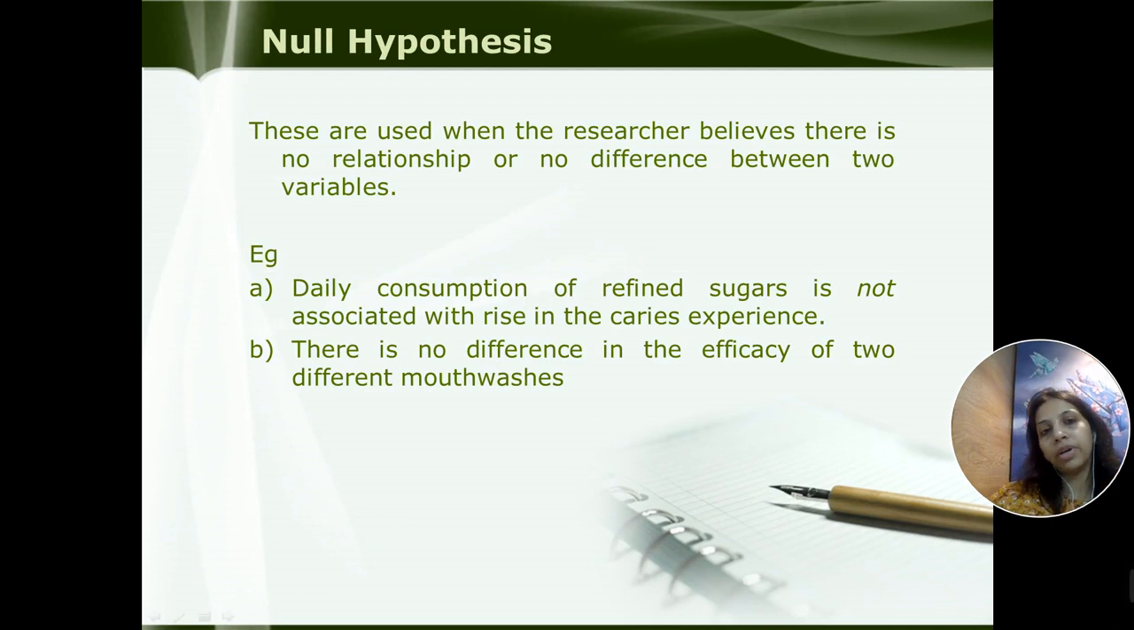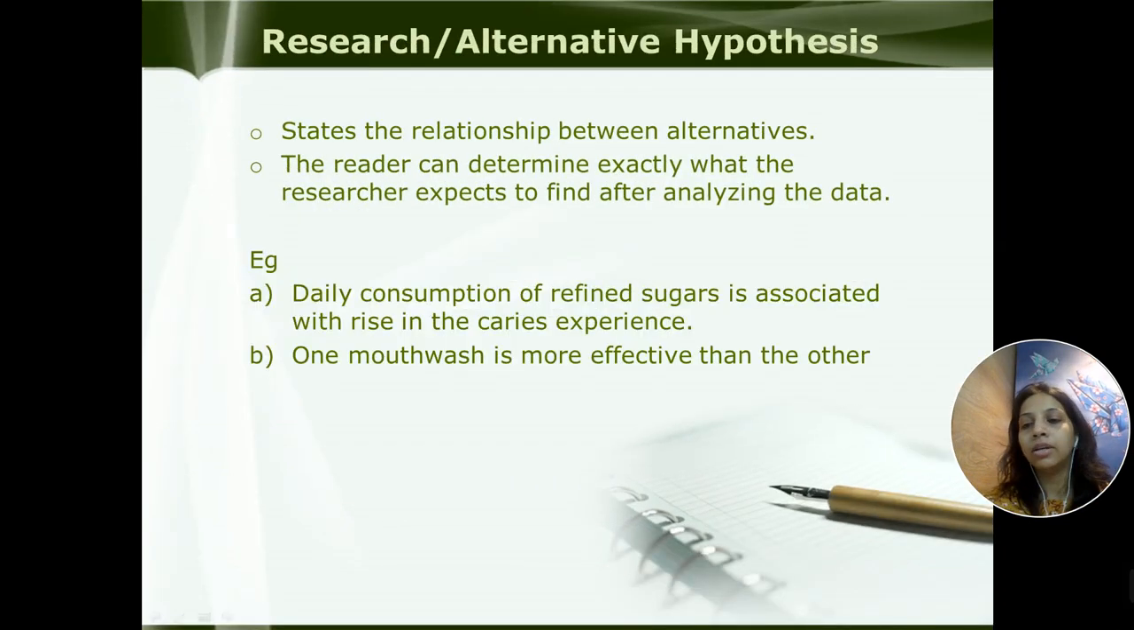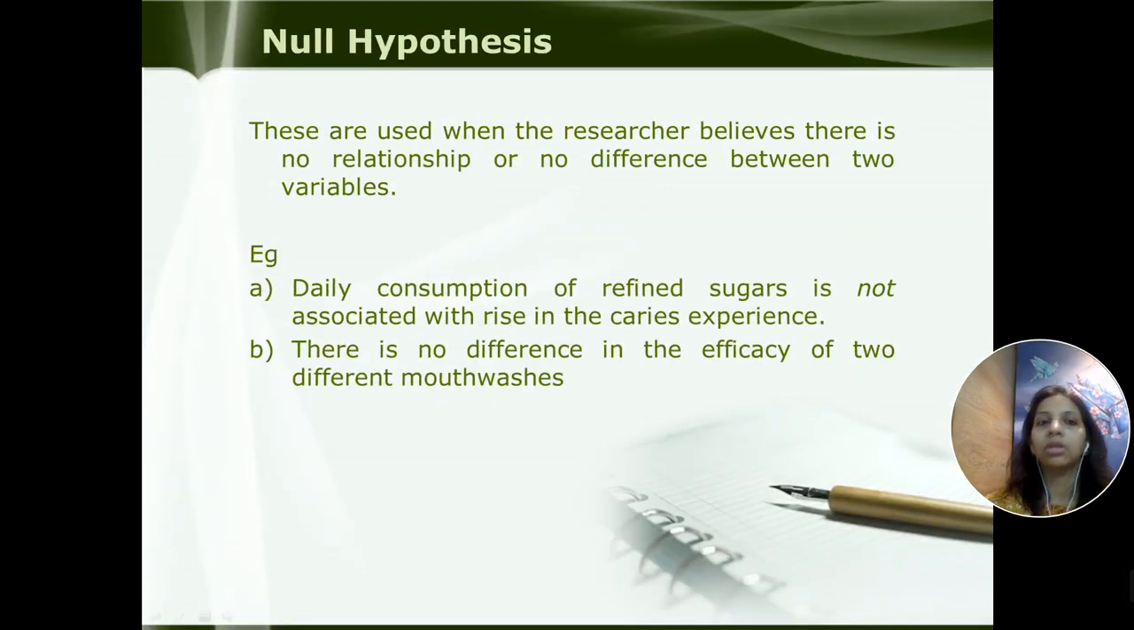So there are two different kinds of hypothesis: null hypothesis and research or alternative hypothesis. So what is null hypothesis? This is used when the researcher believes there is no relationship or no difference between the two variables which the investigator is testing. So example is daily consumption of refined sugars is not associated with the rise in caries experience.